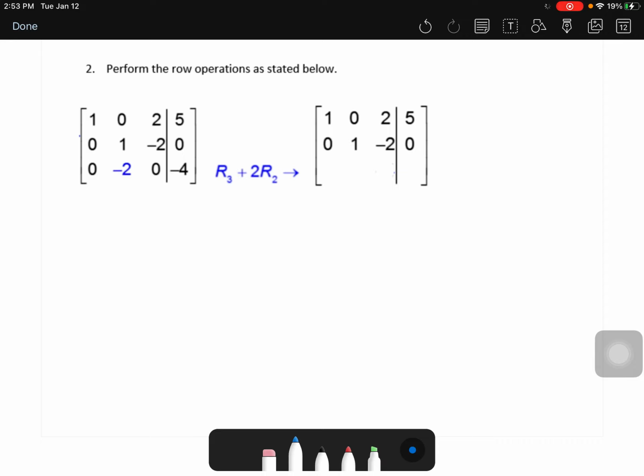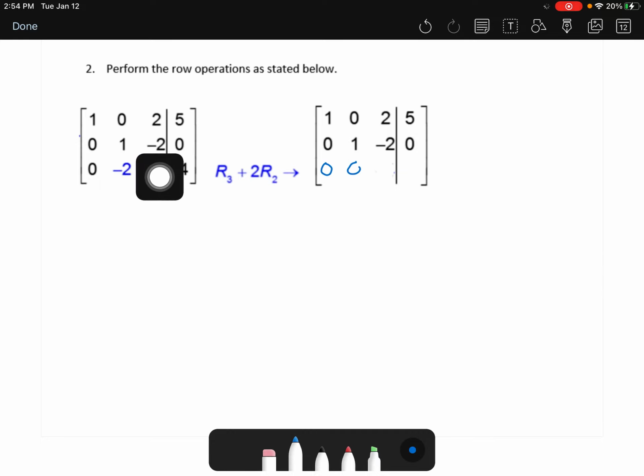All right, so number 2 is asking us to perform some row operations. And so it's asking us to get this new row 3, we're going to take the previous row 3 plus twice row 2. So let's do some mental arithmetic here. So that's going to be 0 plus 2 times 0. That's still 0. Next one, we got negative 2 plus 2 times 1. So that's going to be negative 2 plus 2. So that gives us 0 there.